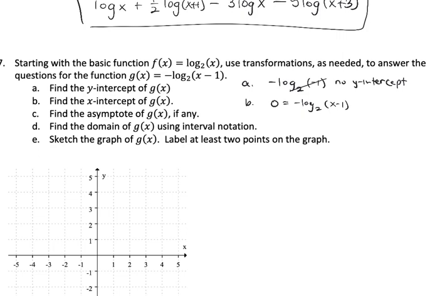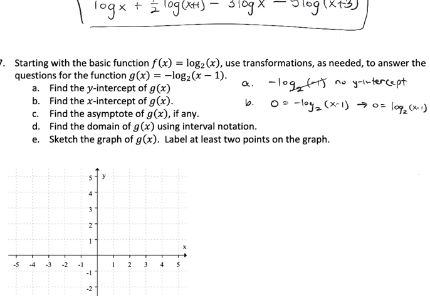So we need to divide by negative 1. We want the logarithm by itself because we can't use a base 2 until that negative sign's gone. So divide by negative 1 on both sides, but that's just going to mean 0 divided by negative 1, which is still 0. So we have 0 equals log base 2 of x minus 1.